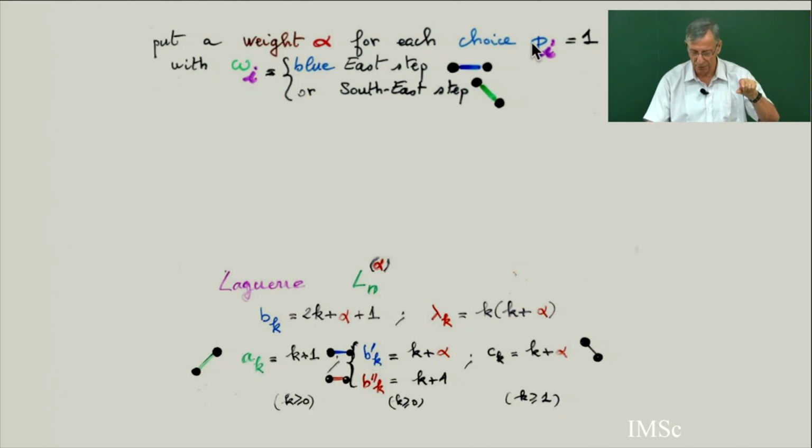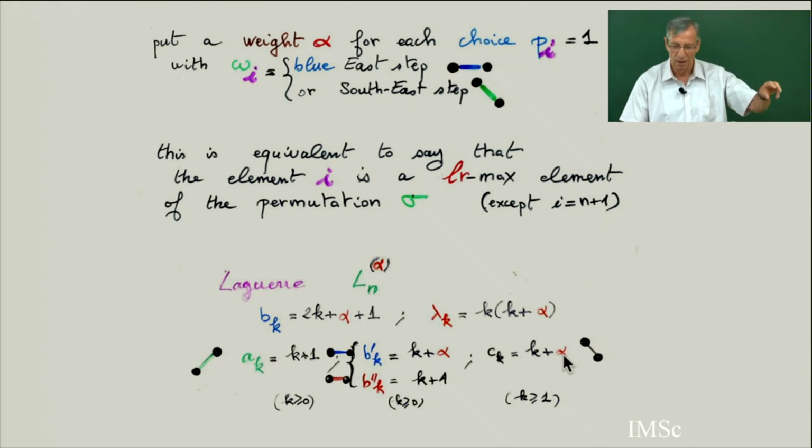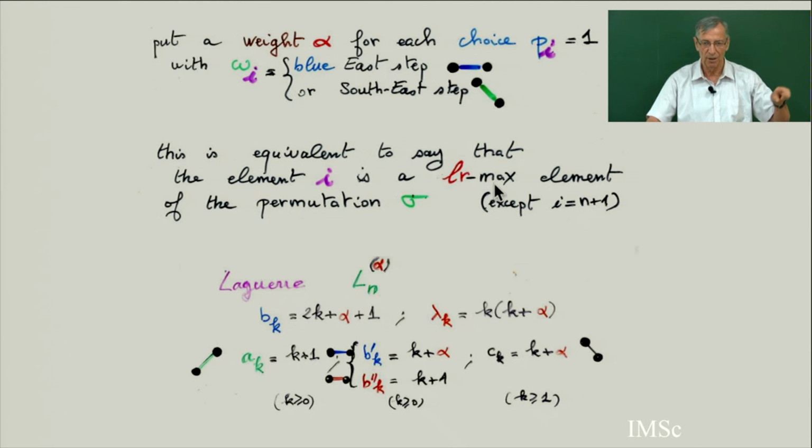And if you put a weight alpha for this, this corresponds to left to right maximum elements in the permutation sigma. See, I have my weight alpha, I have put it in this step or this step, and then I claim that this corresponds to the first choice for each of these. Right? It's arbitrary. You have k plus alpha choices. So one of the choices will be weighted alpha, all the other choices will be weighted 1. So I put alpha for the first choice, for these two possible steps, and I claim that I get exactly the left to right maximum elements of the permutation.